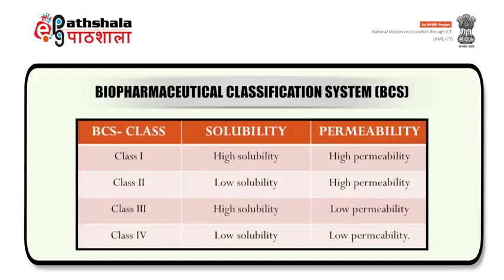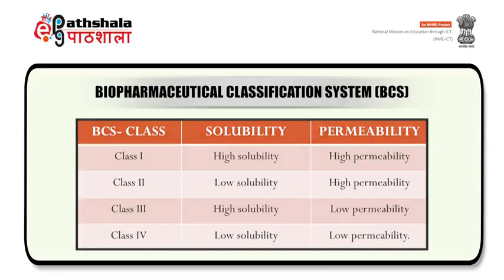So in BCS classification there are 4 classes: class 1, class 2, class 3 and class 4. In class 1, the drug is considered to be highly soluble and highly permeable. When the drug is having low solubility and high permeability, then it belongs to class 2 of BCS classification. When the drug is having high solubility and low permeability, then it belongs to class 3. And when the drug is having both low solubility and low permeability, then it falls under class 4 of BCS classification system.